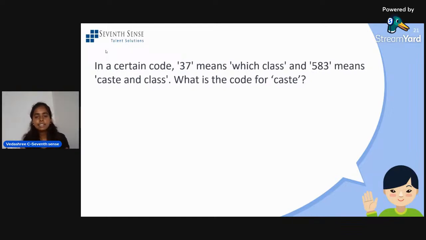So this is a little tricky. In a certain code, 37 means which class and 583 means caste and class. What is the code for caste? So here you need to compare both the sentences and find out the similar word and similar code to be assigned. Then find out the code for caste.